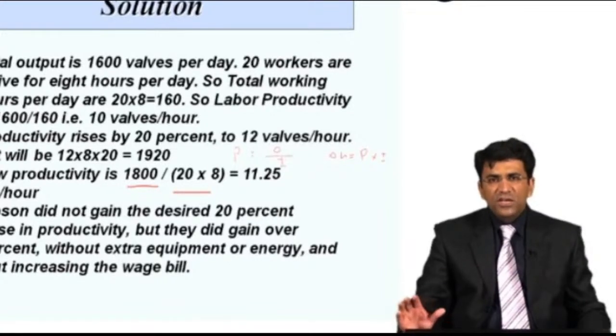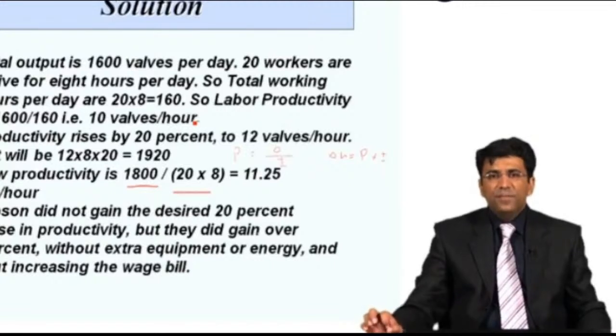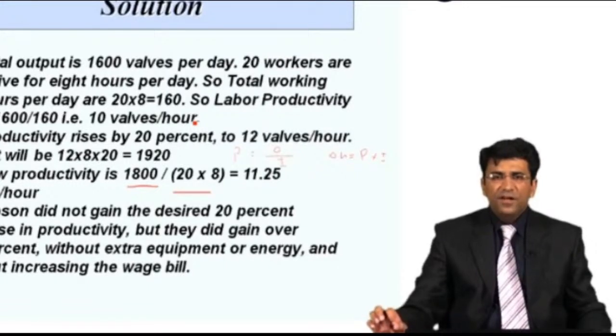So without the investment of anything, the management is now able to increase the productivity. And what is the new level of productivity? That is 11.25, which was initially 10 valves per hour. So this is the way the management can take sometimes very important decisions in order to improve the productivity. And again, the rules being applied and the freedom and the autonomy given to the employees can always have an impact on the level of productivity.